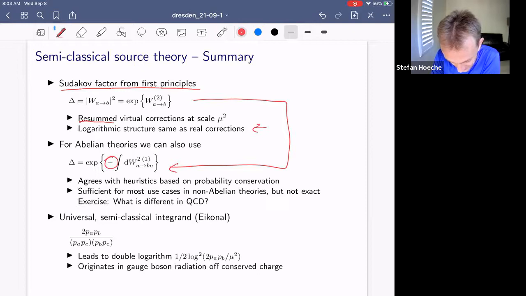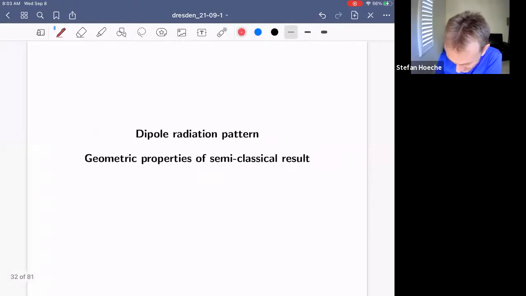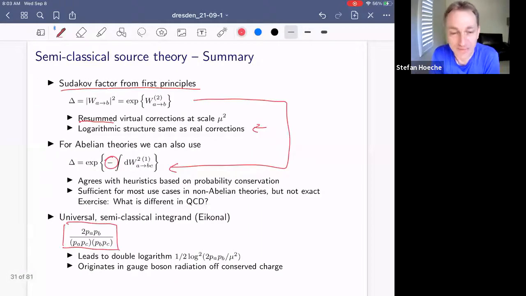So the next exercise for you will be to discuss what is actually different in QCD. The other thing to take away from this lecture, and that is again very important, is this factor here. And we will discuss its analytic structure tomorrow. Okay, that's it. That's it for today.